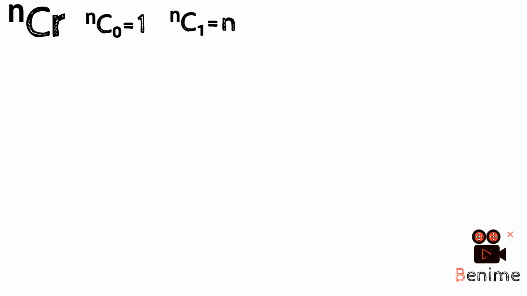It could be 6 combination 1. Use a calculator, you see that you still get 6. 3 combination 1, you still get 3. So n could be any number that you want to use. So n combination 1 is n.